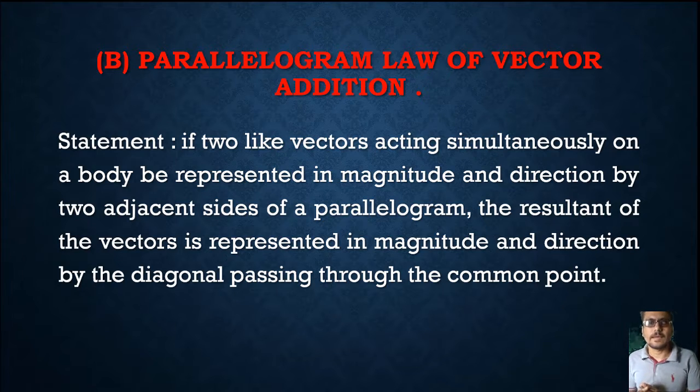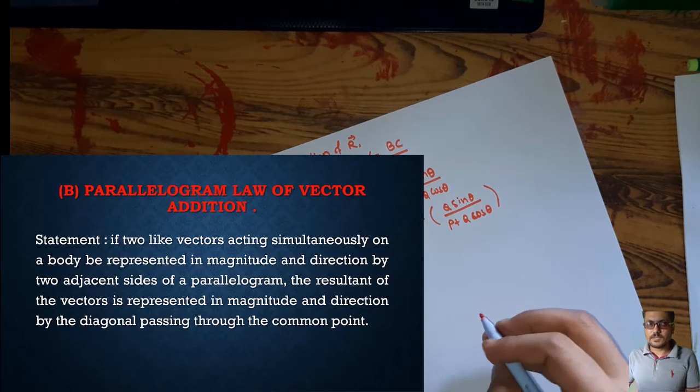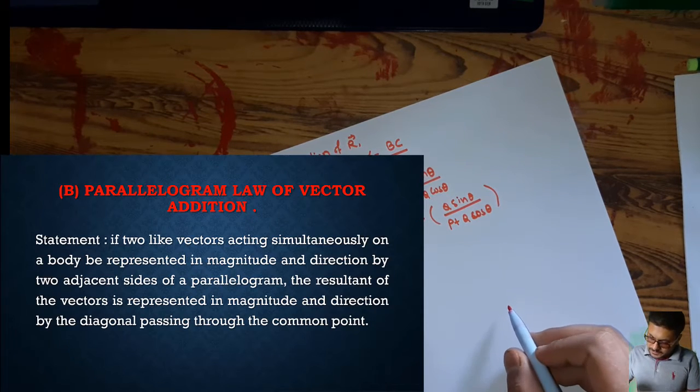For this parallelogram law of vector addition, the statement is, if two like vectors acting simultaneously on a body be represented in magnitude and direction by two adjacent sides of a parallelogram, the resultant of the vector is represented in magnitude and direction by the diagonal passing through the common point. Here is the statement for the parallelogram law of vector addition.